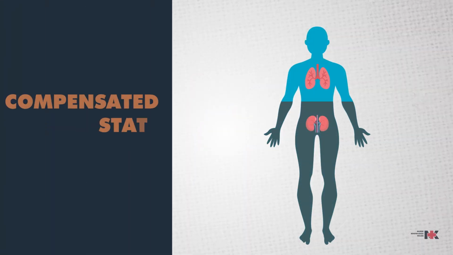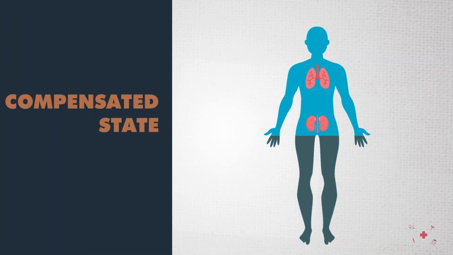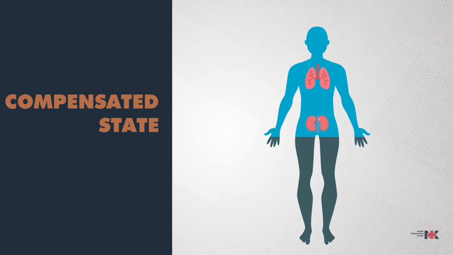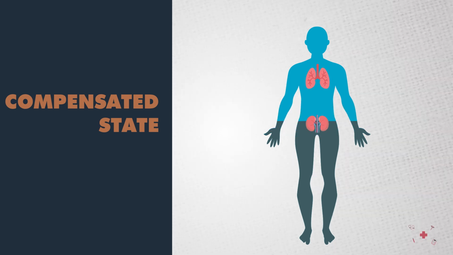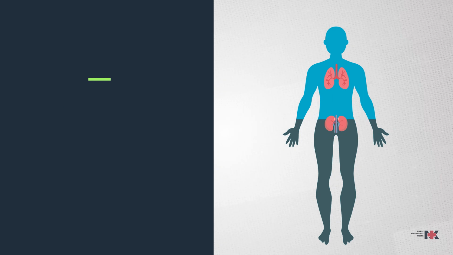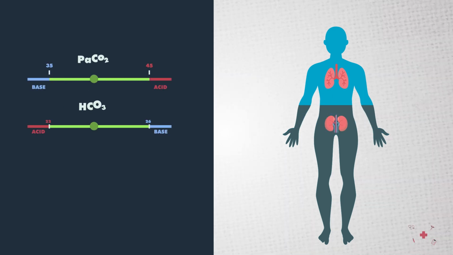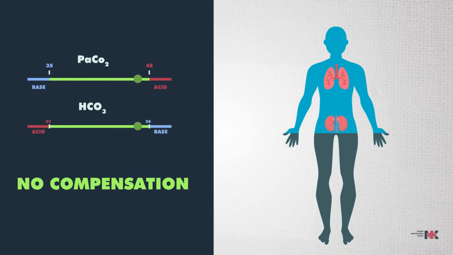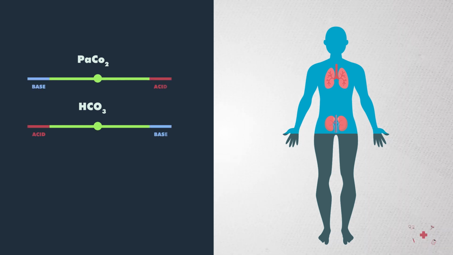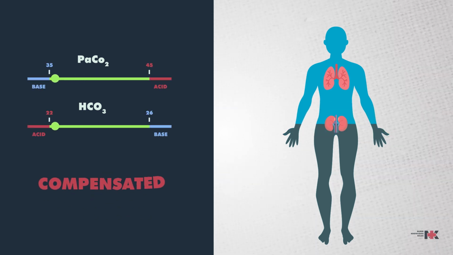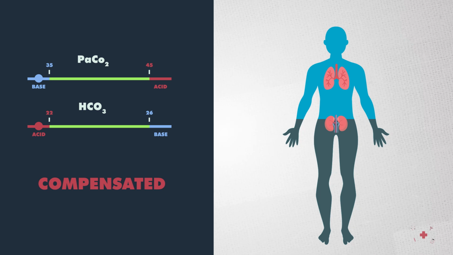In compensated states, the body tries to balance the pH by changing the CO2 or the bicarbonate, which is a really amazing thing for survival. If both are within the normal range, there is no compensation. But if these are outside the normal ranges, well, then the body has to compensate for what it's losing.